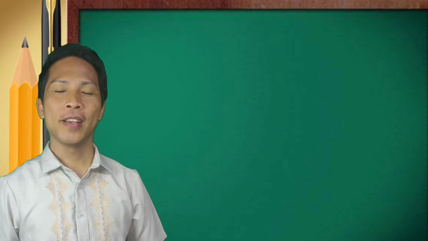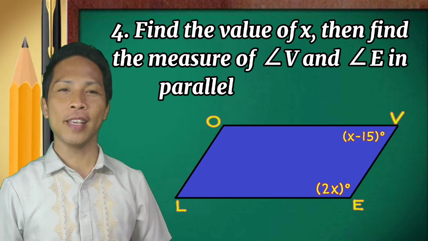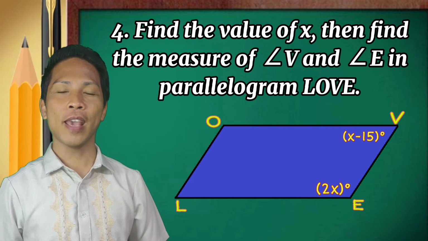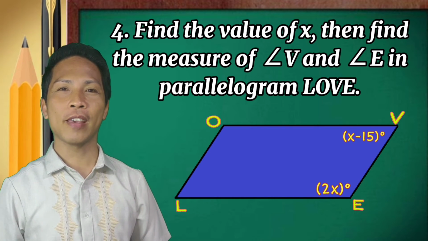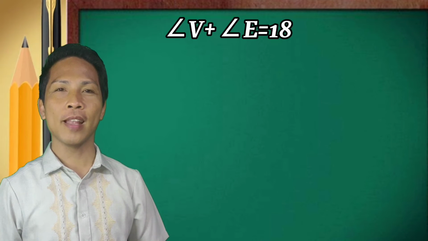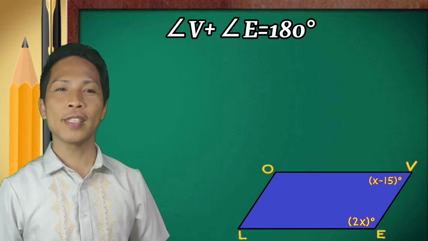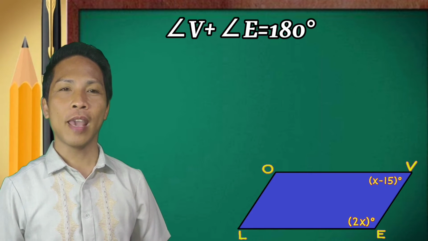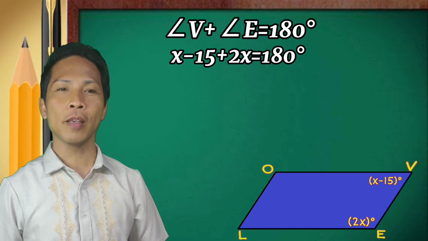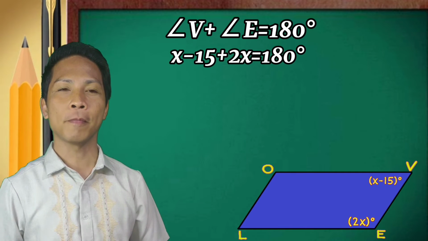Next example, find the value of x, then find the measure of angle V and angle E in parallelogram LOVE. Angle V and angle E are consecutive angles and are supplementary. So angle V plus angle E equals 180 degrees. Angle V is x minus 15 and angle E is 2x. So our equation is x minus 15 plus 2x equals 180 degrees.